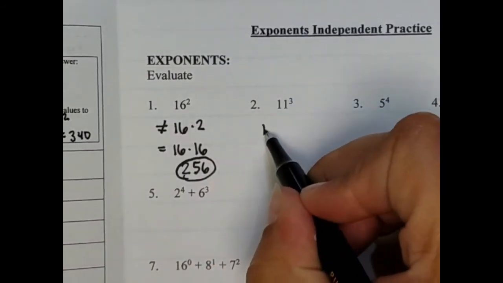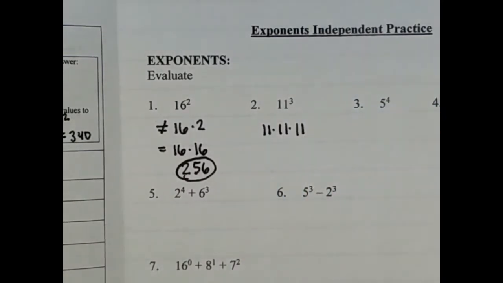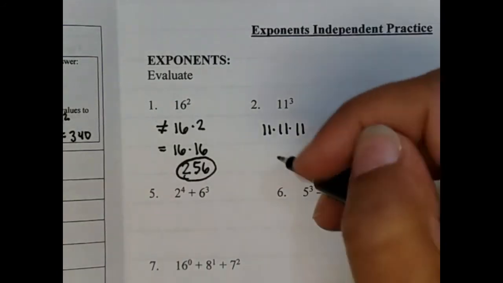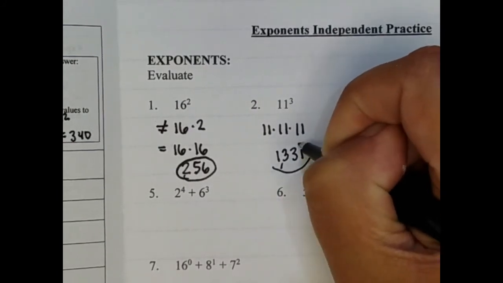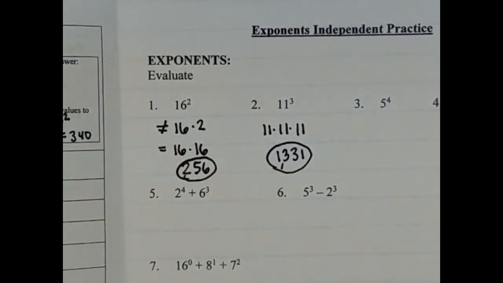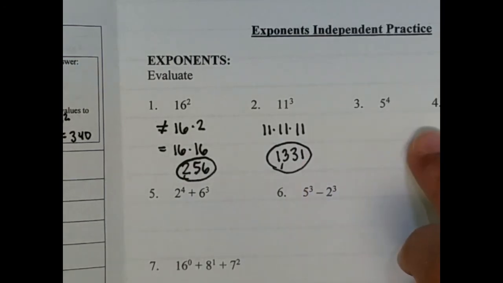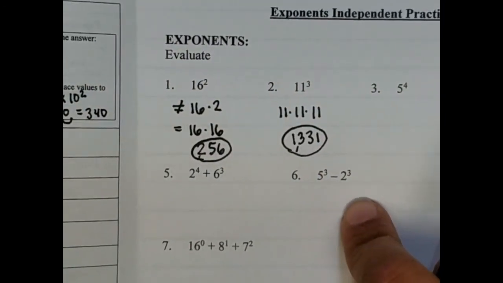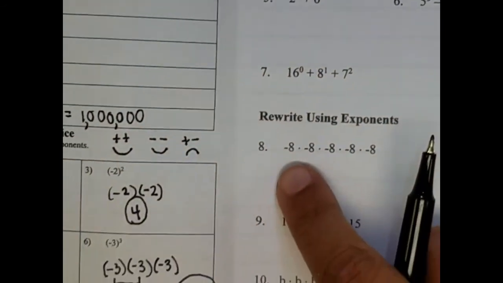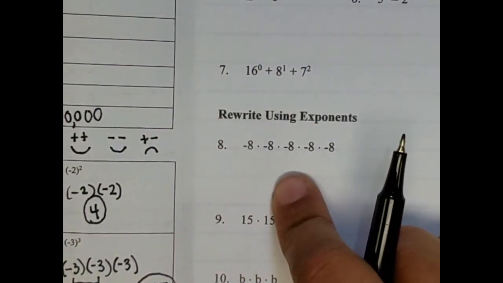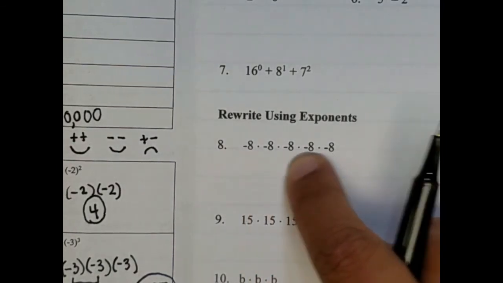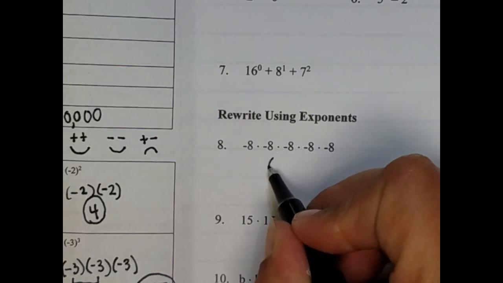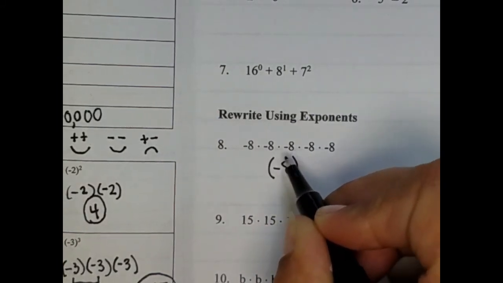11 to the 3rd power just means 11 times 11 times 11. And that gives you a very large number, 1,331. Okay. I'm going to let you finish the rest. Just remember that with a negative number, so an integer, if you want all of these to be repeated, you will have to write it as such.